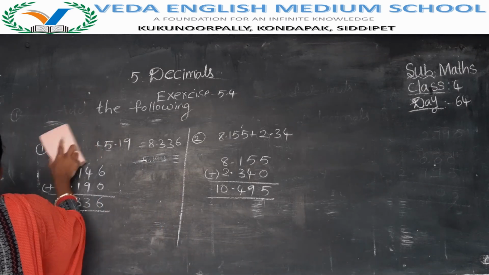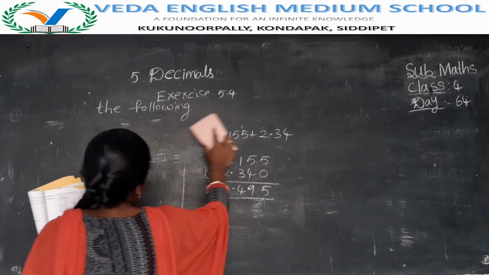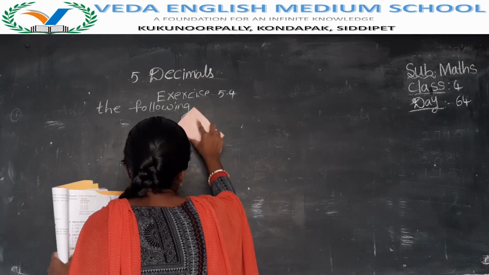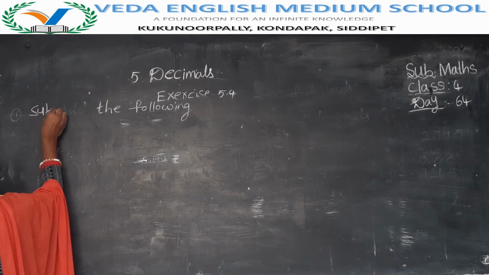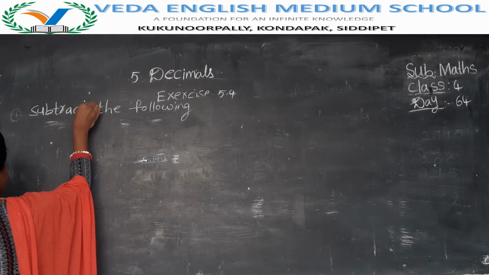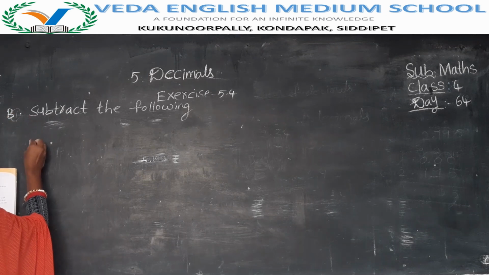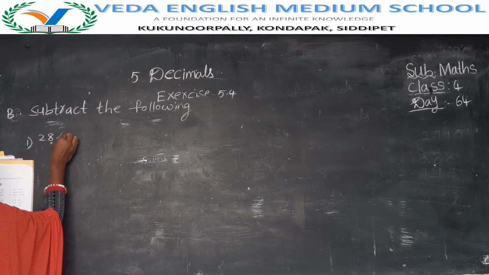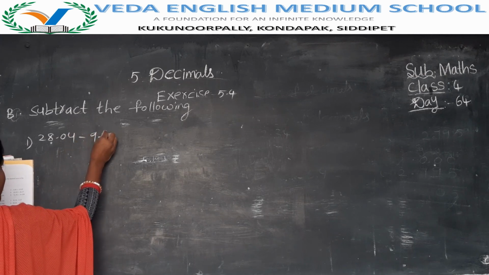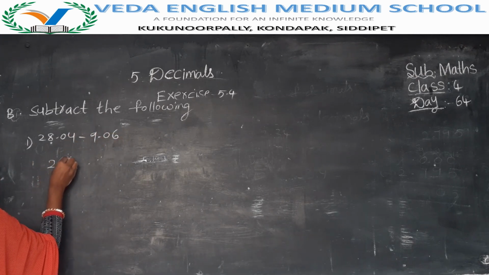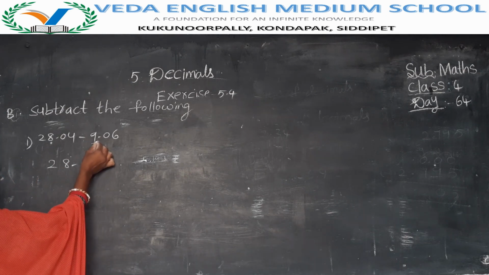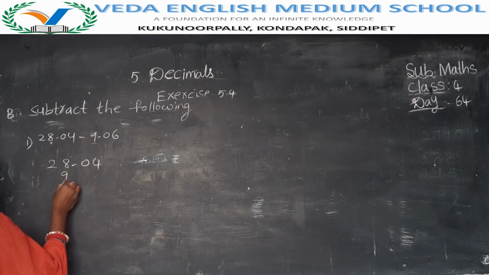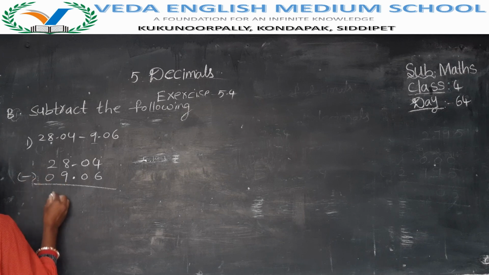B bit, subtract the following. First question: 28.04 minus 9.06. 28.04, 9.06. 9 is in the whole number part, in the ones place. So in the ones place, we only have to write 0.06. Here in minus, if digits are not sufficient, you can write 0.